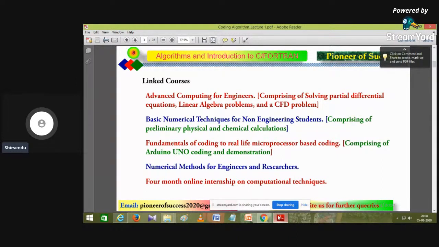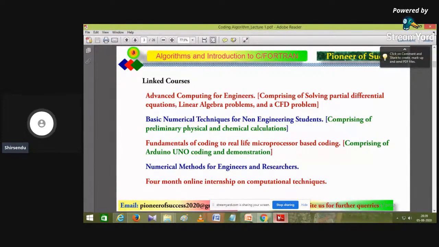Then we have basic numerical techniques for non-engineering background students. In this particular course, we are targeting to do preliminary physical and chemical calculations. In many cases, like the people who are doing an MSc in chemistry, suppose you are doing physical chemistry, then many times you have to solve equations like a cubic equation, and solving a cubic equation is not possible analytically, and for that we have to go by the trial and error method or guessing method. You have to guess a particular solution, and then we have to see how much it is deviating or how much it is getting validated, and thereby coding knowledge will appear.